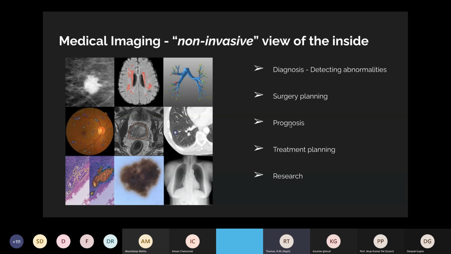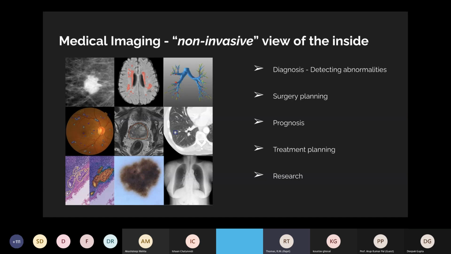Then prognosis. Prognosis is also extremely important. For example, I can give you an example from brain imaging: when we look at the brain, sometimes you can start to see shrinkages in certain parts or certain areas of the brain.